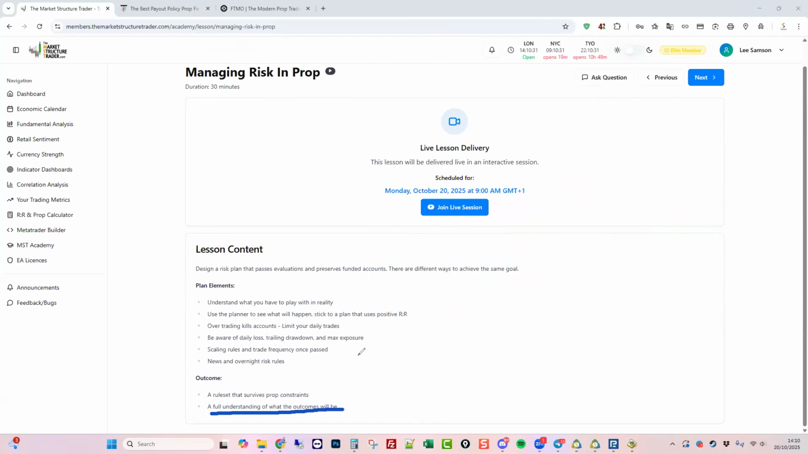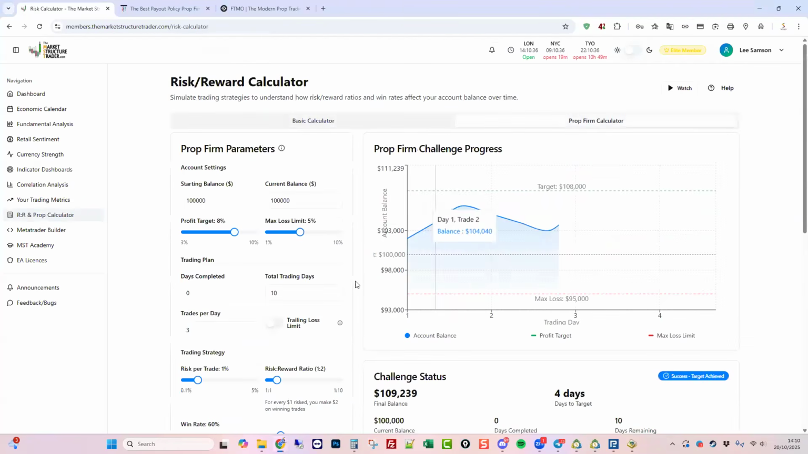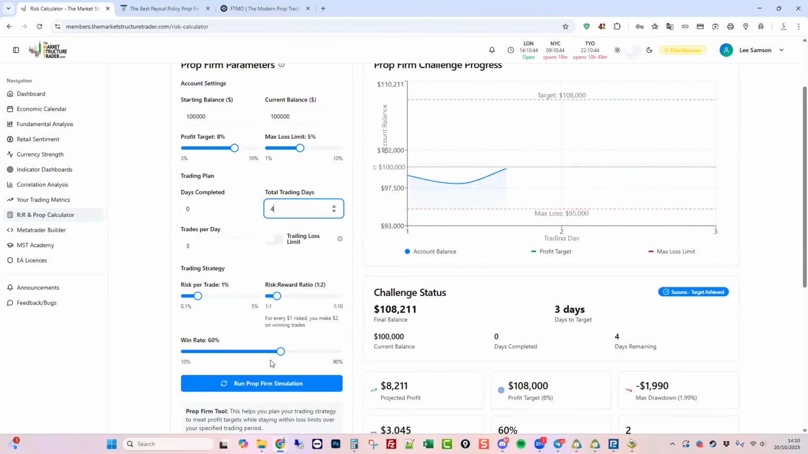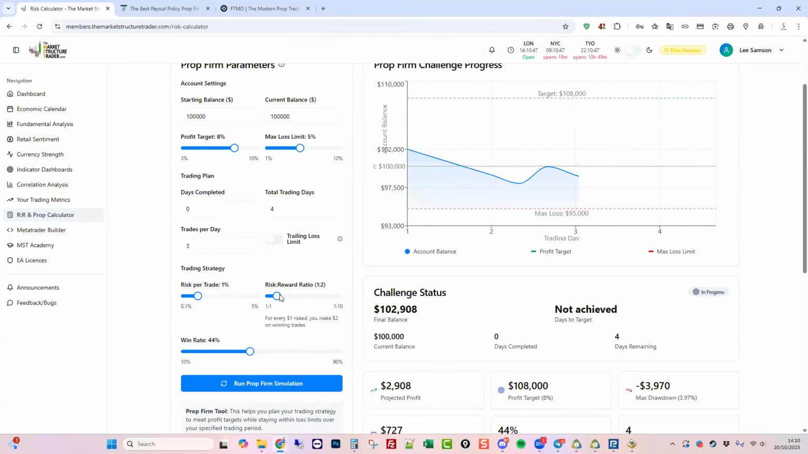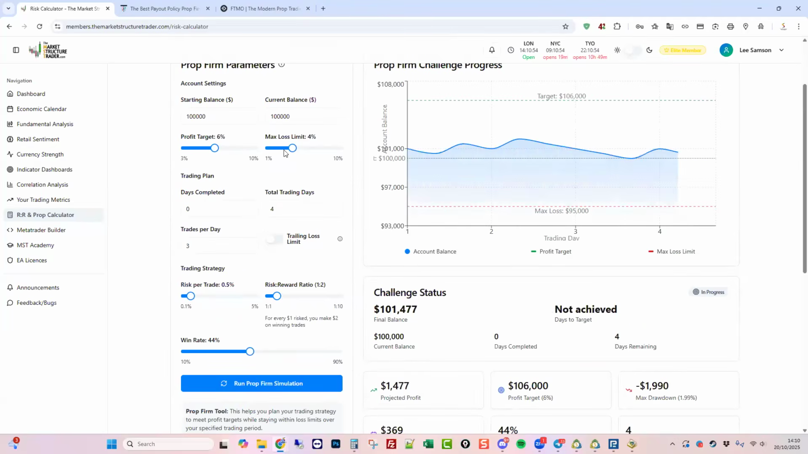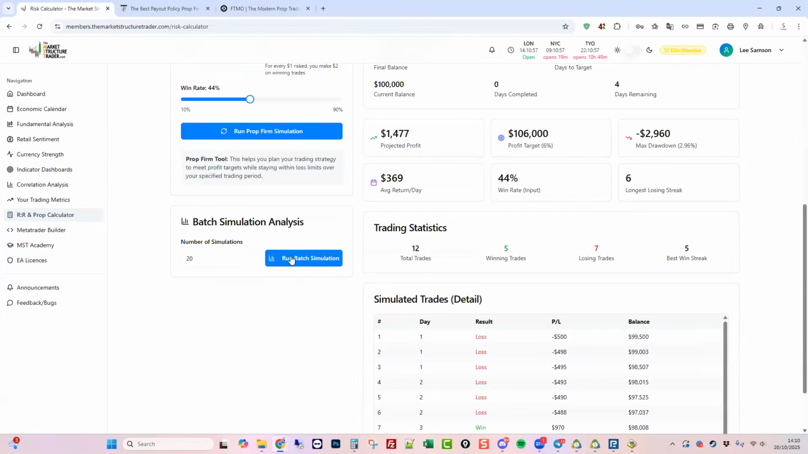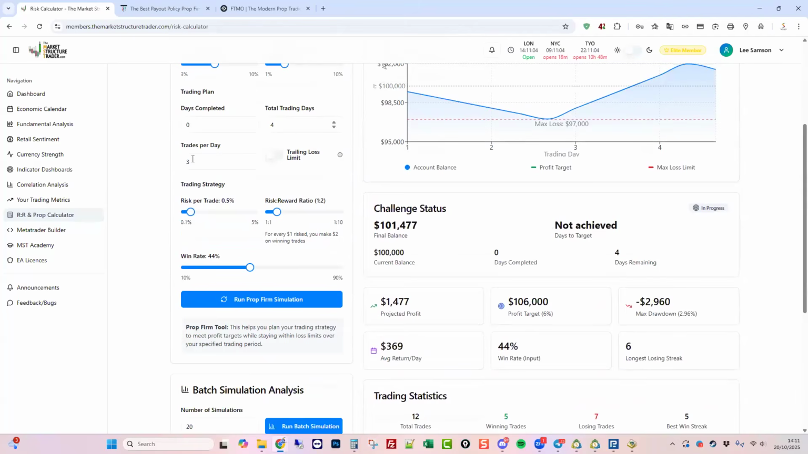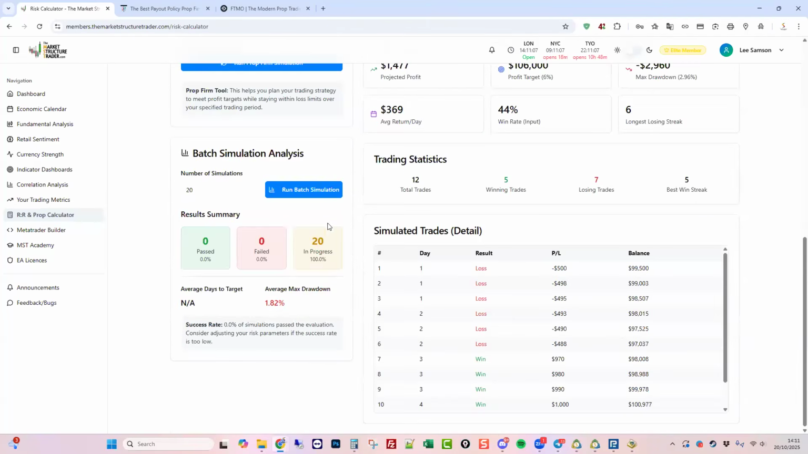So you should have a full understanding of what the outcomes will be, basically. So again, this is just going back to the prop calculator. The outcomes of this is something you should go and play with as much as you can. Just get a full understanding of what is going to happen with the risk levels that I am using in here and how it's going to affect me passing and failing. So 44% strike rate with a 1 to 2 risk reward ratio, looking to pass in 4 days with 3 trades a day, you're not going to do it.